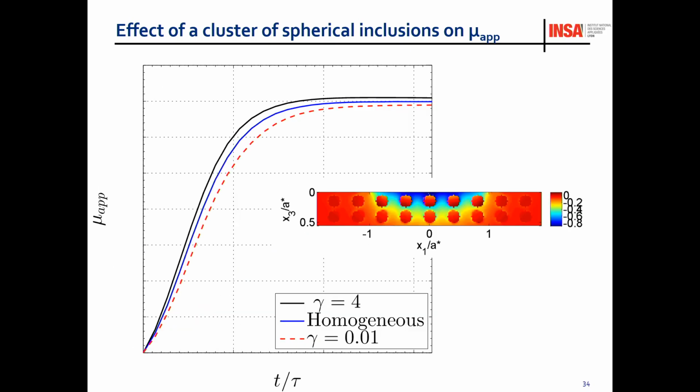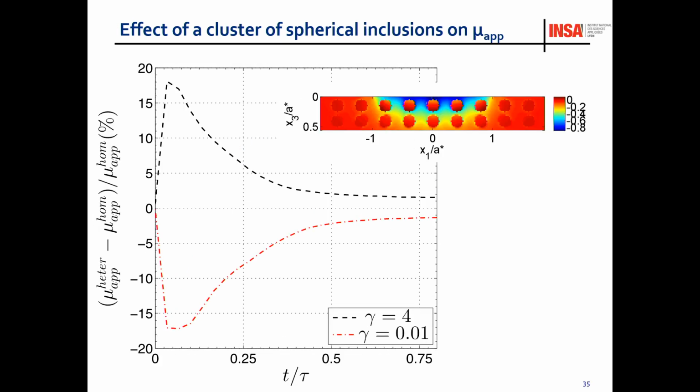And this is the same. Here I just plot the difference between the blue curve and the red one, or the blue curve and the black one. And this plays a quite significant role in the transient regime, because it can change the friction coefficient by typically 15 or 20%, both increase or decrease.